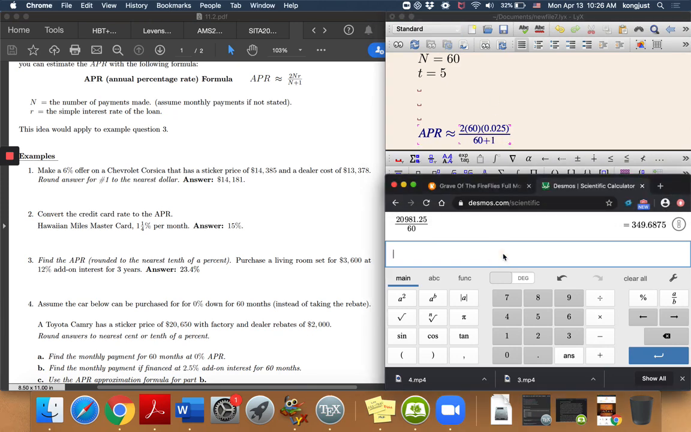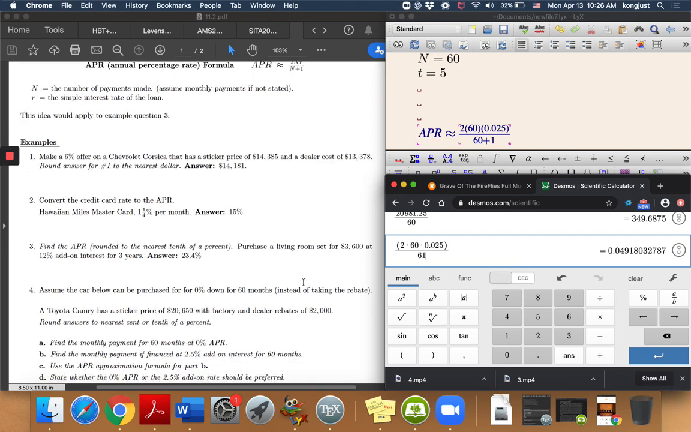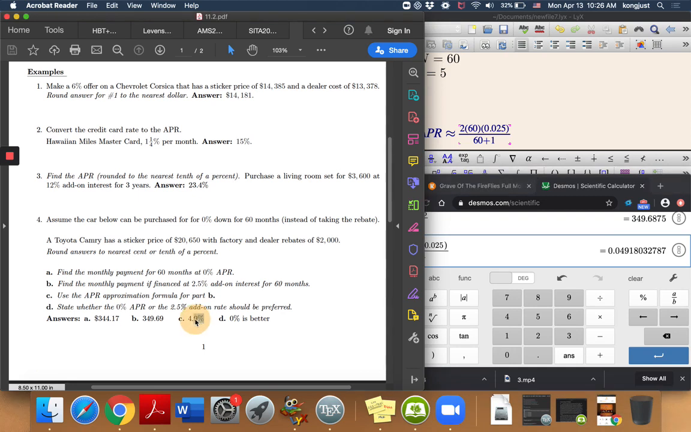Okay, so let's type that in. In parentheses on the top, 2 times 60 times 0.025, and then divided by 61. To the nearest percent, this is 0.049, so that's 4.918%. To the nearest tenth of a percent, 4.9%. That's this value right there. Boom, done.